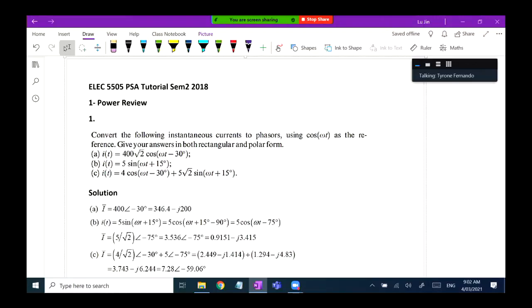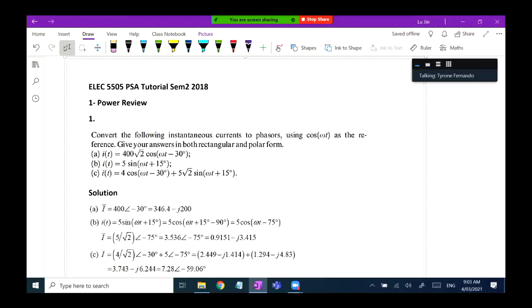All the questions are pretty fundamental, but I use this question to give you some warm-up, to recall something we learned before. In question number 1, we are requested to convert the following, be careful of the keywords, instantaneous currents to phasors, using cosine and omega t as the reference. Please give your answers in both rectangular and polar form. Then we have A, B, and C, the 3 questions.